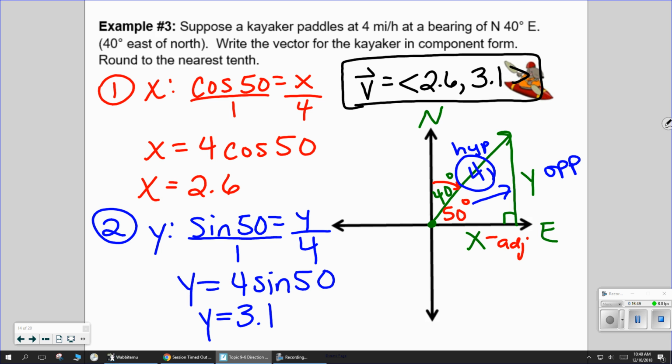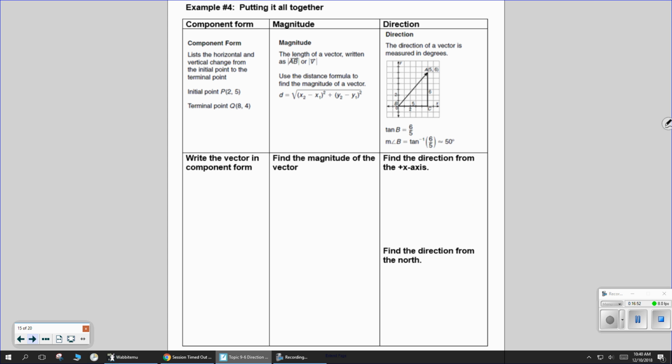All right, so let's summarize what we've talked about. So component form lists the horizontal and vertical change from the initial point to the terminal point. So look at this example. If I have my initial point at 2, 5 and my terminal point at 8, 4, then if I write that vector in component form, this is vector PQ. I'm going to do 8 minus 2 and 4 minus 5. I always do terminal minus initial. And so my vector in component form then will be 6, negative 1.